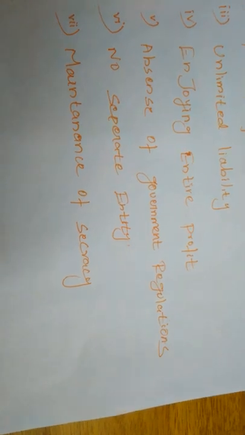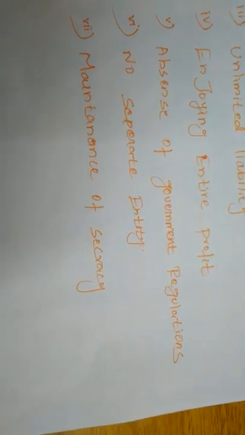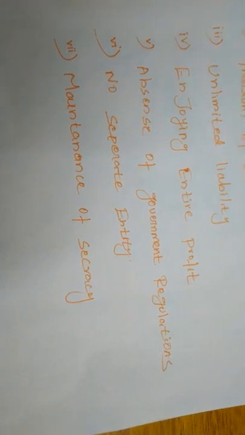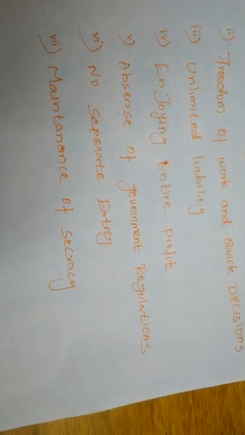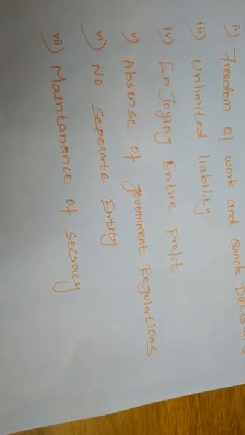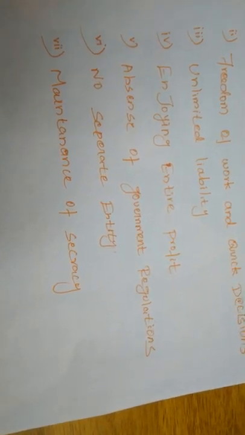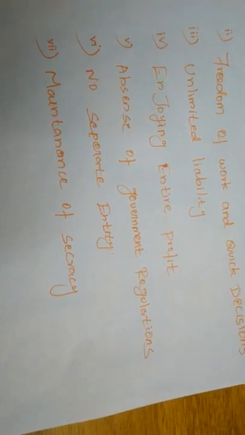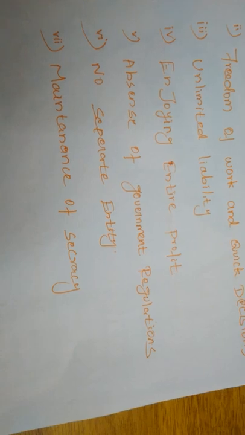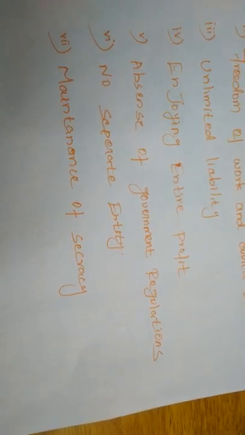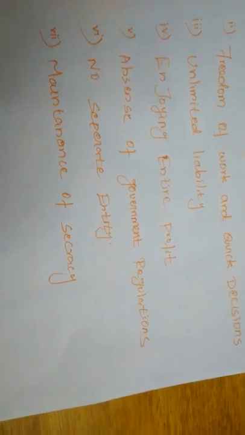Next, maintenance of secrecy. The secret decisions undertaken by the sole trader will not leak out to other third persons, because he alone takes all the decisions and he alone applies them. So there is no difficulty in maintaining secrecy, because he is the only person to protect the secret matters related to his business organization.